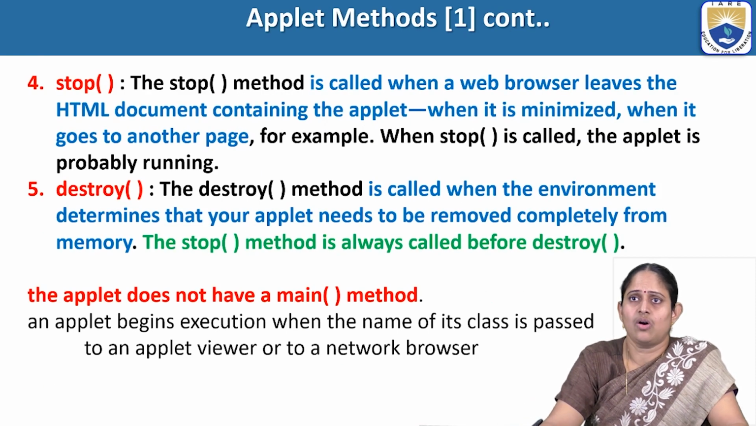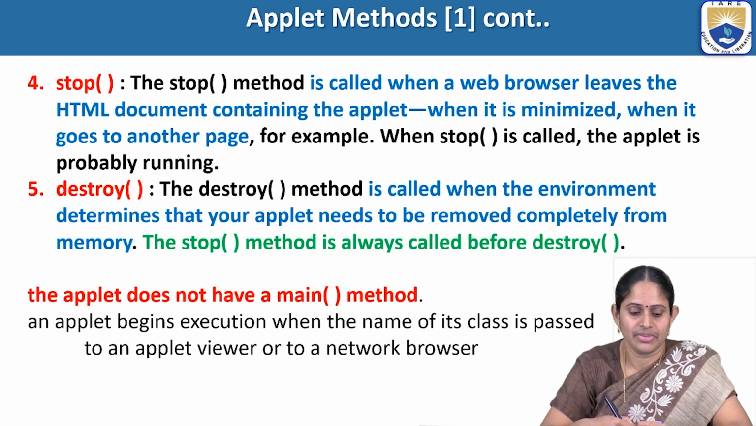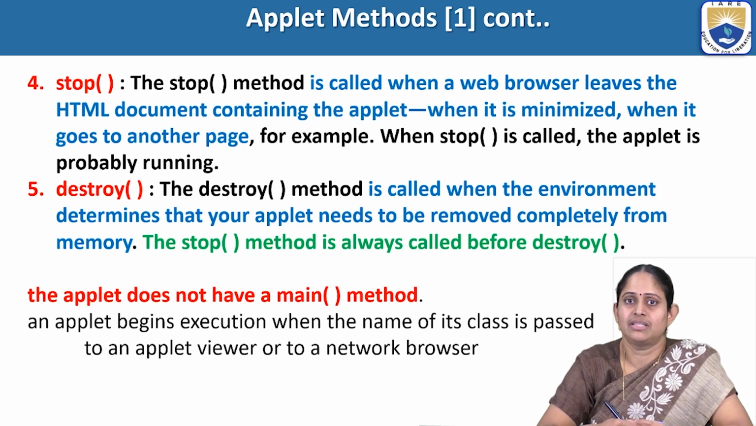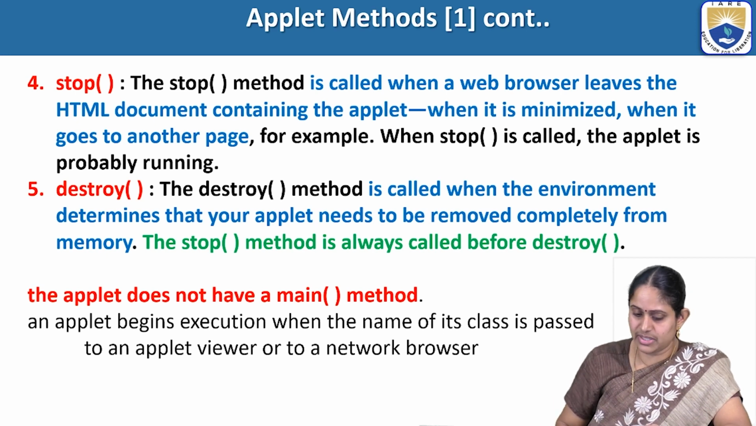The stop method is called when a browser leaves the HTML document containing the applet, when it is minimized, or when it goes to another page, for example. When stop is called, the applet is probably still running. The destroy method is called when the environment determines that your applet needs to be removed completely from memory. The stop method is always called before destroy. The applet does not have a main method. An applet begins its execution when the name of its class is passed to an applet viewer or to a network browser.